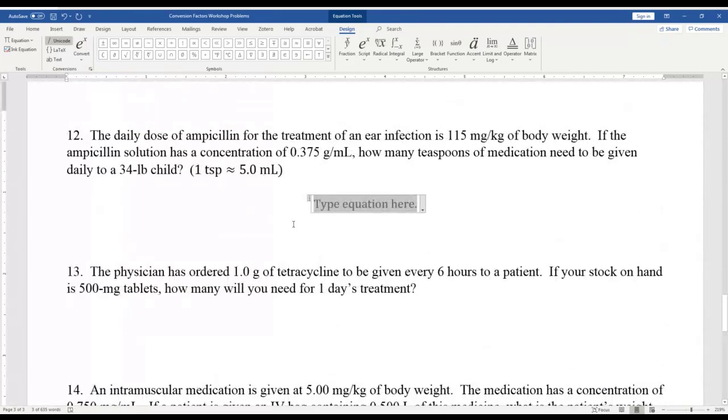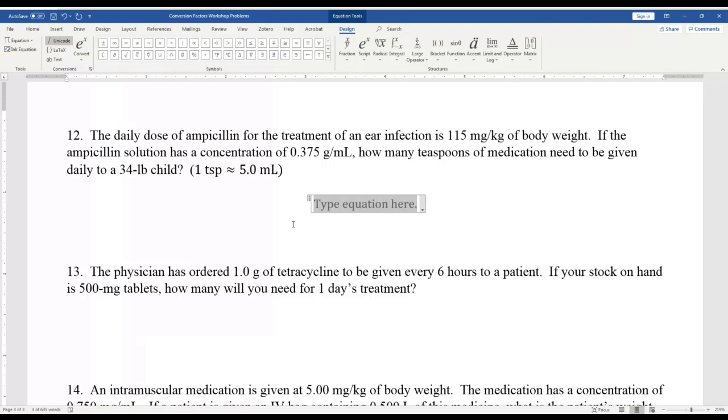You want to start with... It is possible to start with 115 milligrams per kilogram, but it's not ideal. It doesn't make as much sense, and it's a little bit more confusing. But interestingly enough, from a session I had the other night, a pharmacy tech basically said that he was taught to start with the 115 milligrams per kilogram of body weight and work it the other way, which I find a little bit more confusing. I mean, I can do it, but it doesn't seem natural to me.